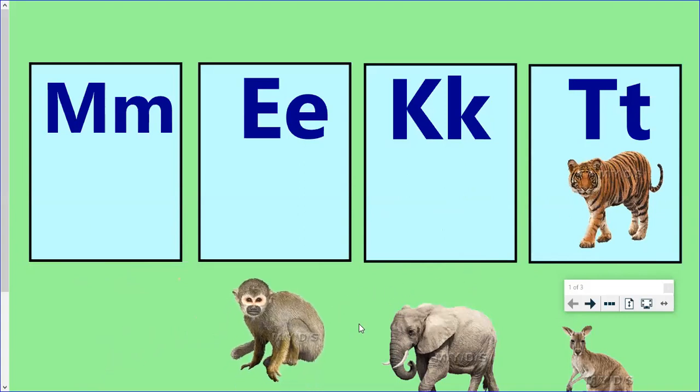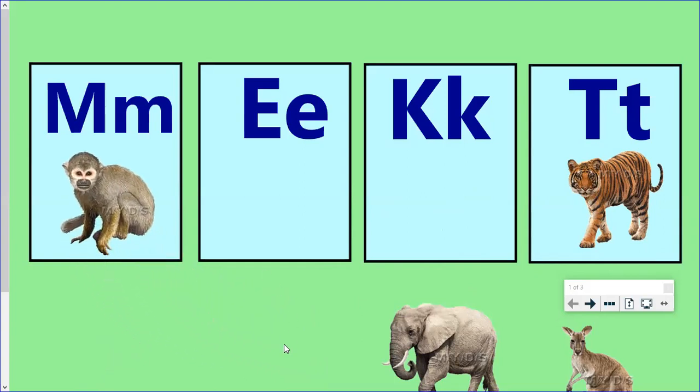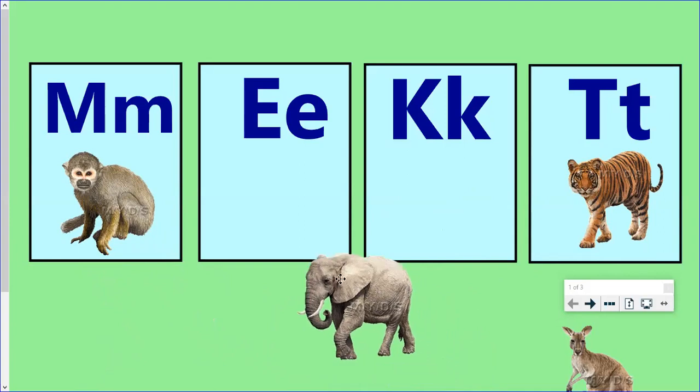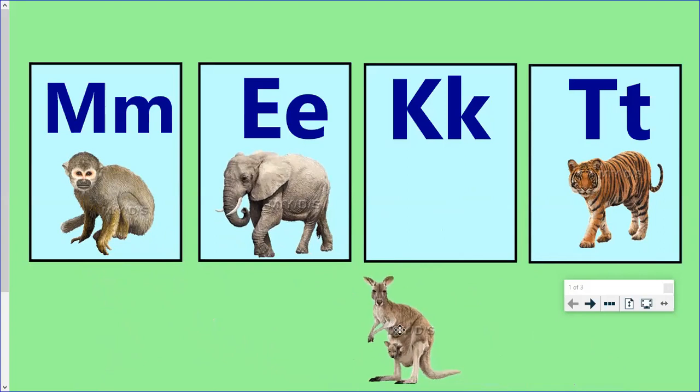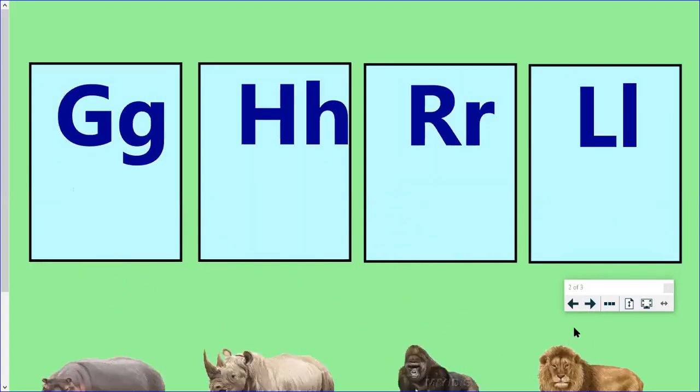How about monkey? Monkey. Correct. We'd put monkey under the letter M. Elephant. Elephant. Yes, it would go under the letter E. And finally, kangaroo. Kangaroo is K. Let's go to our next screen here.